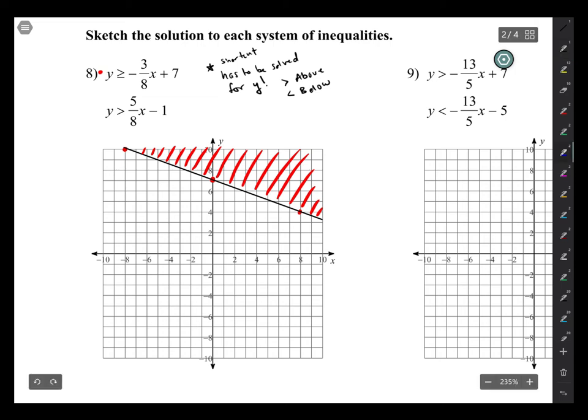Now, for the other equation, I'm going to use blue. So we just move on to the next one, y-intercept of negative 1, slope of positive 5/8.